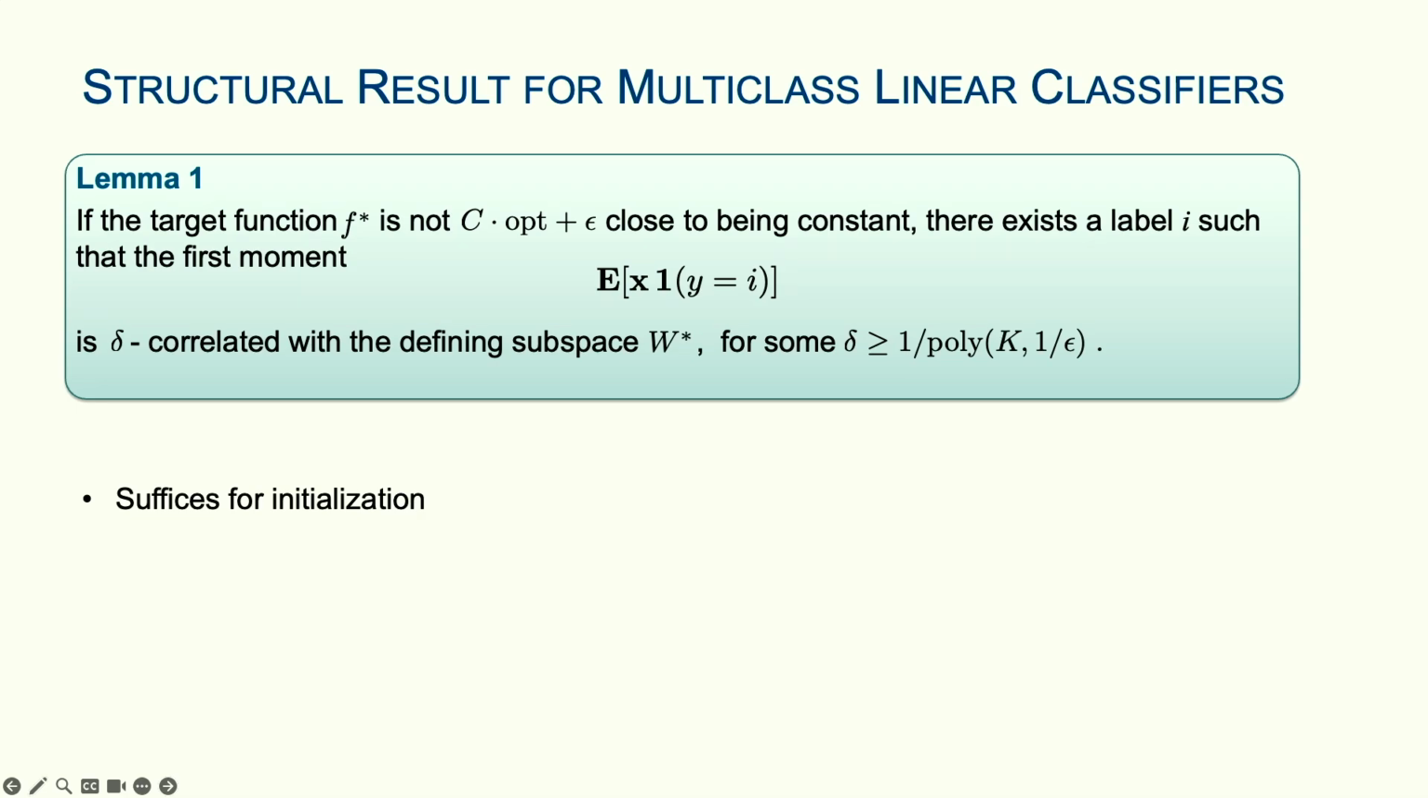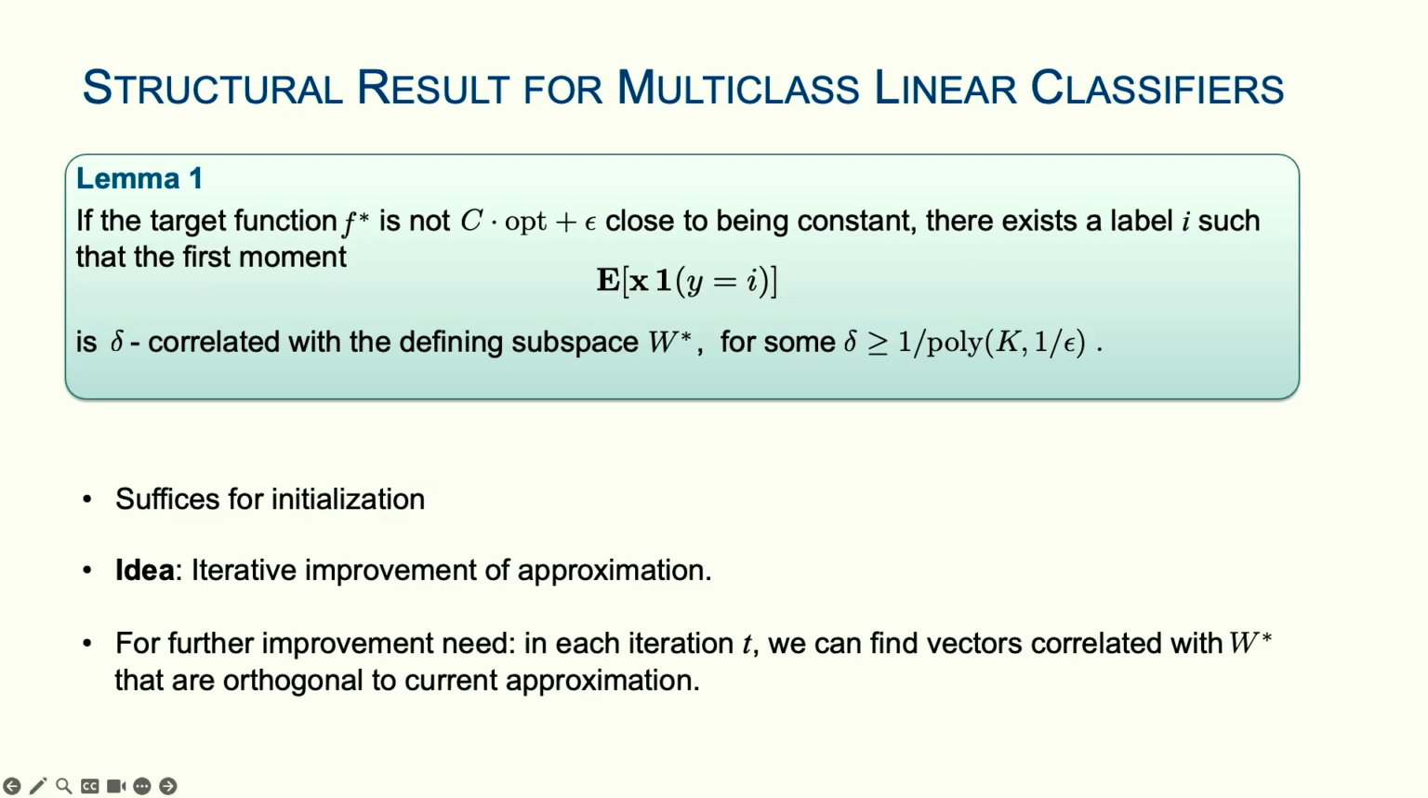So the idea is to start from this weak approximation and iteratively improve it, okay? And for such an iterative improvement process to work, what we need is that in every iteration, we can find vectors that are correlated with the hidden subspace, and they're new. And what does it mean that they're new? It means that they are orthogonal to the approximation you have so far. So we start from, let's say, one vector that is a weak approximation, and we want to find a new vector, orthogonal to that, that correlates with the hidden subspace.